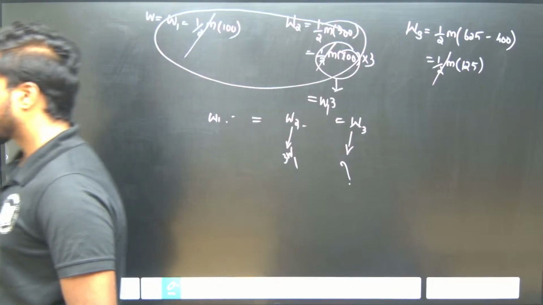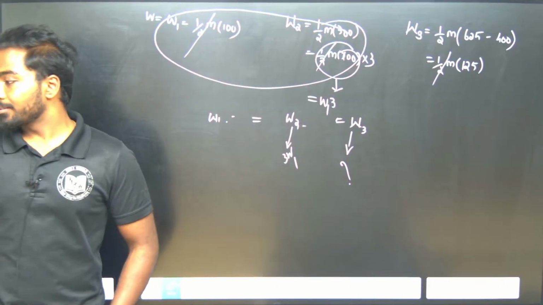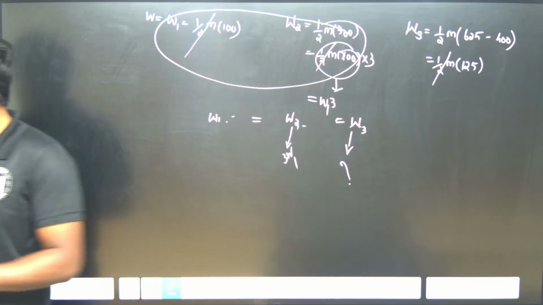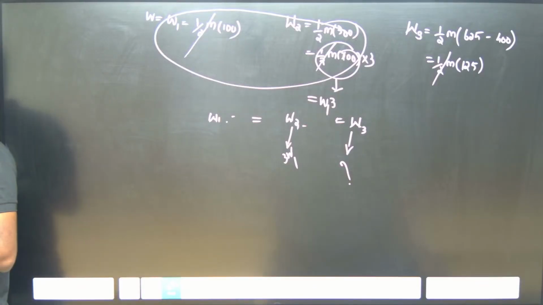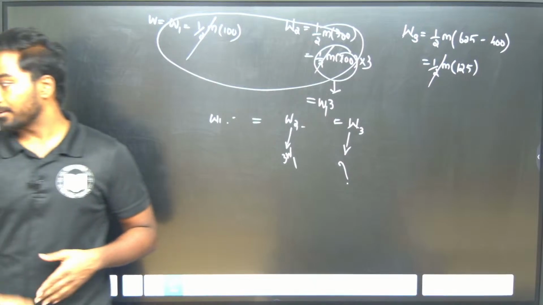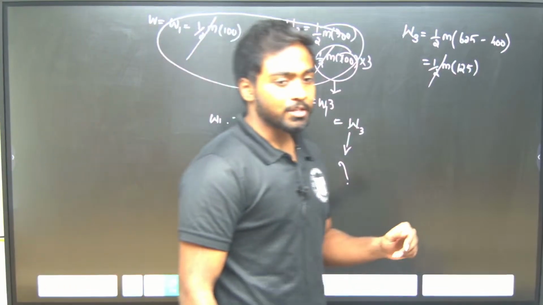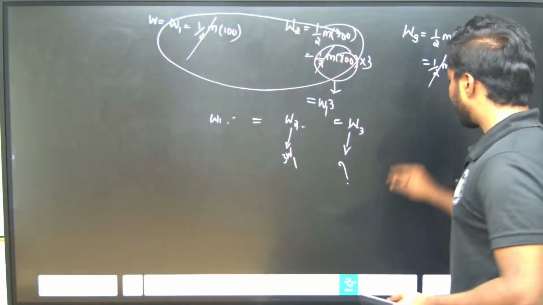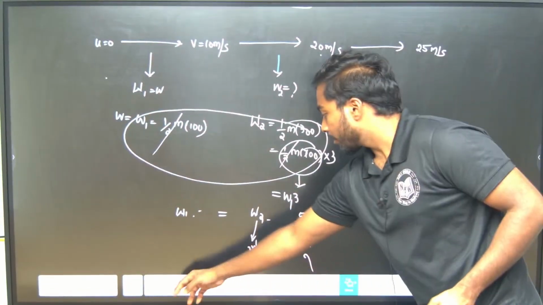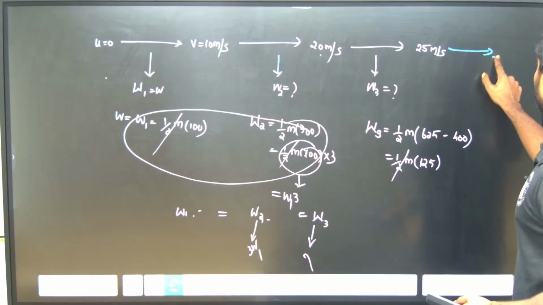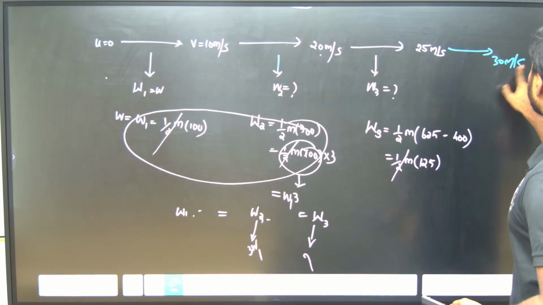So this is the question. Get this answer when coming to the next class. Okay, get the answer. This is the question. And one more thing: I need the answer for when they are going from 25 to 30 meter per second also.